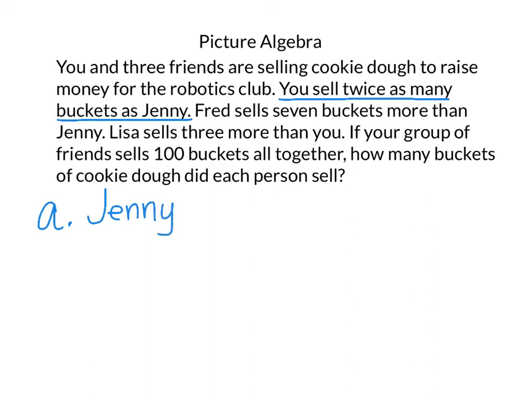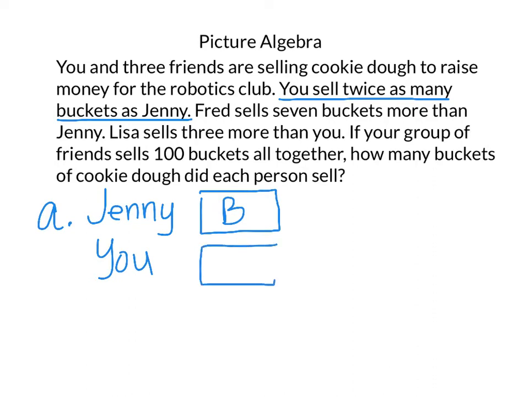So when we draw a picture, basically we're going to draw a rectangle representing the number of buckets of cookie dough that Jenny sold. So we could either use C for cookie dough, or I'm going to use B for buckets of cookie dough. But you sell twice as many buckets as Jenny. So if she sold B buckets, some unknown number of buckets, you sold twice that. So draw 2 rectangles labeled B.